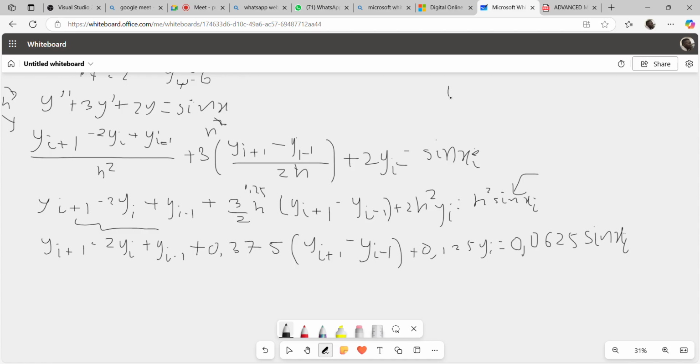Let's say you have 1 over 2 and I want to cancel 2. What do I have to do? Simply multiply this by 2. Do you agree that 2 will cancel 2? Yes. That's what happened. So the h squared is gone.